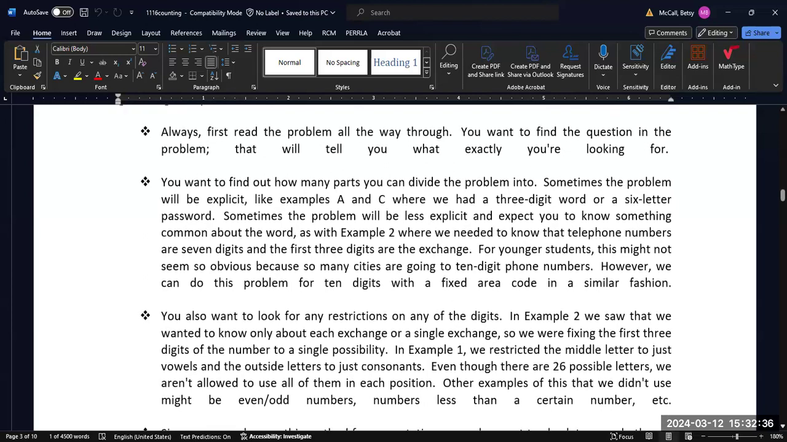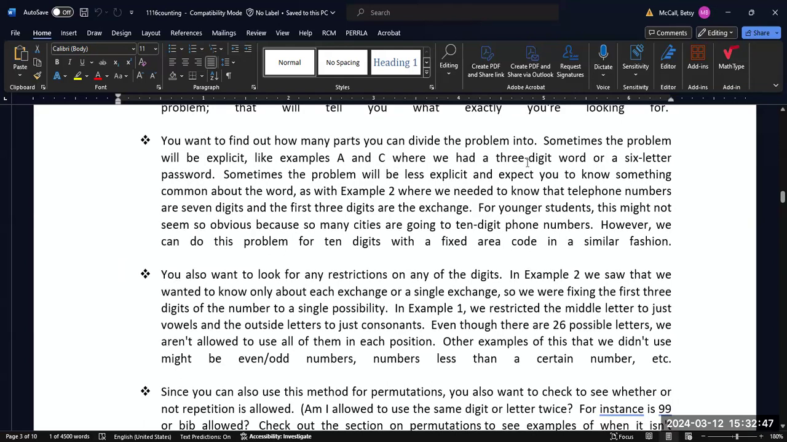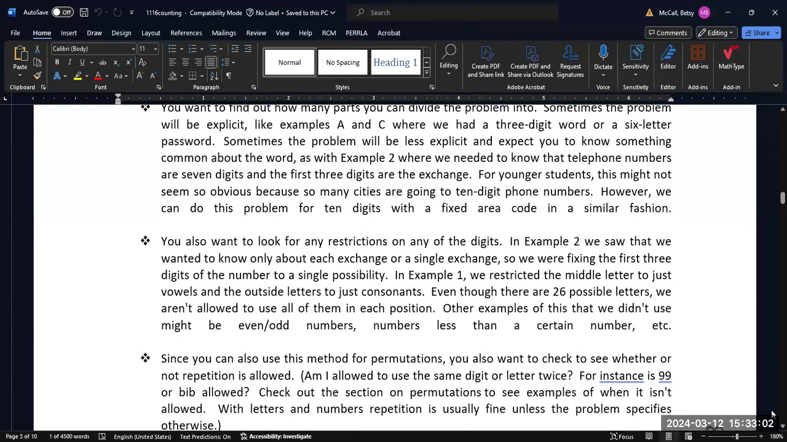Now, always when you're solving these problems, read the problem through very carefully. You want to find the question in the problem. That will tell you exactly what you're looking for. You want to find out how many parts you can divide the problem into. So sometimes the problem will be explicit, like examples A and C, where we had a 3-digit word or a 6-letter password. Sometimes the problem will be less explicit and ask you to know something about the world that's common. So in example 2, we needed to know what telephone numbers were, that there are 7 digits and the first 3 digits are the exchange.